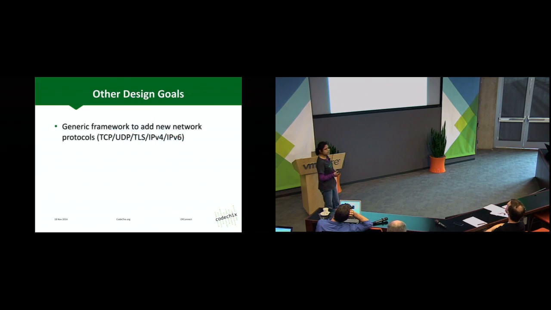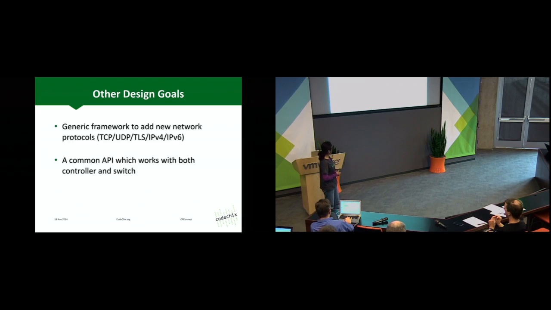The other goals that we targeted for is to have a very generic framework, so any new RFC or any new standard that comes in as part of support for OpenFlow on the transport or the IP, TCP/IP stack, we should be able to add in a very straightforward way. And a common API, by which I mean the greatest intersection of API for both controller and switch.